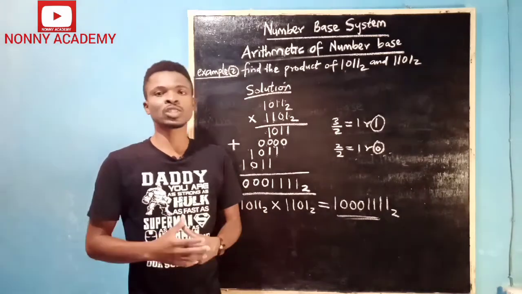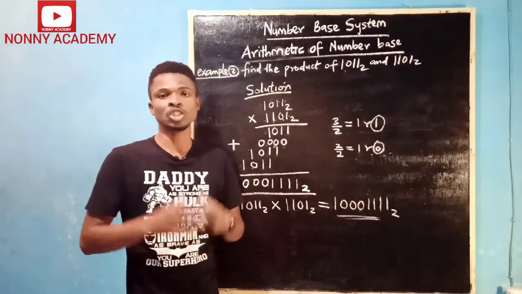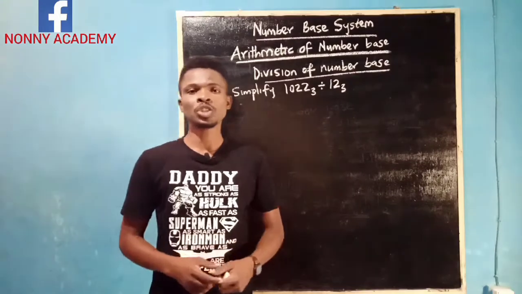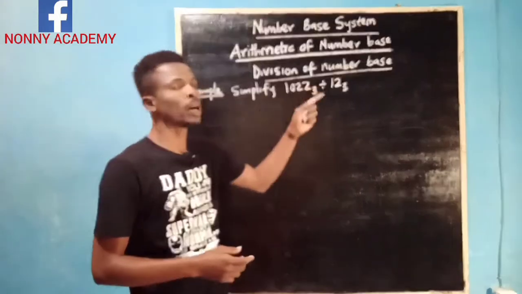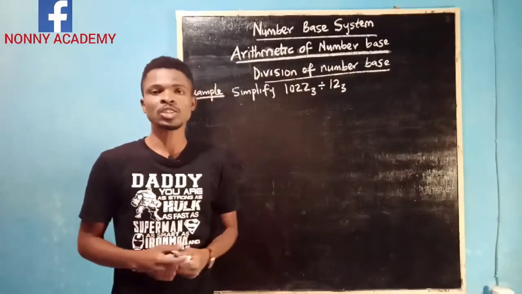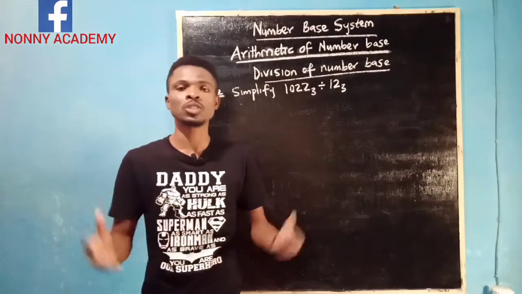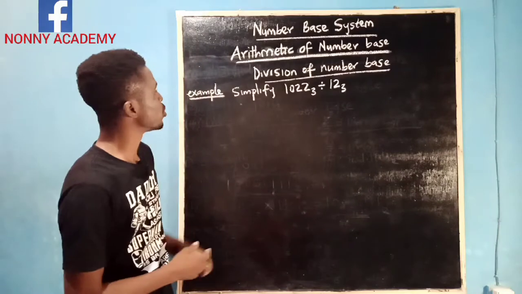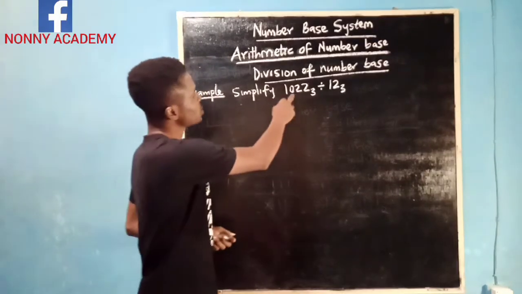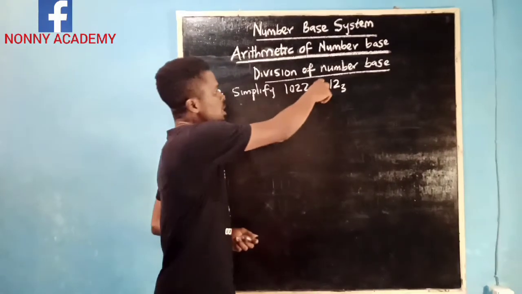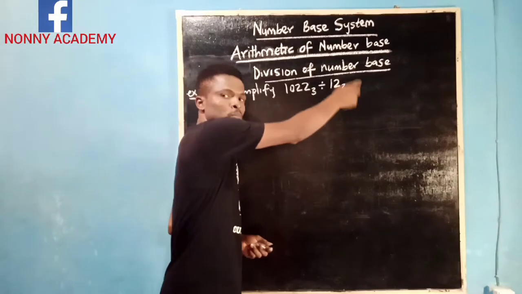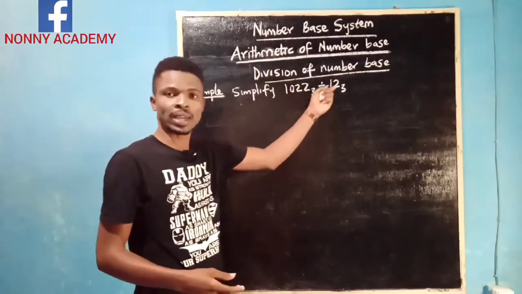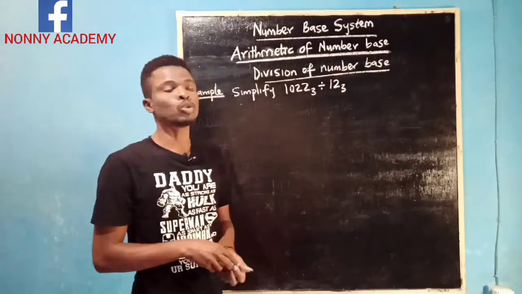Now we'll move to the next stage, which is the last stage, division of number base. Let's take a look at the last stage, which is the division of number base. In this stage, I will be teaching you how to divide two number bases. Let's take this example. Simplify 1022 base 3 divided by 12 base 3. Here we are asked to divide this by this. Let's take the solution.